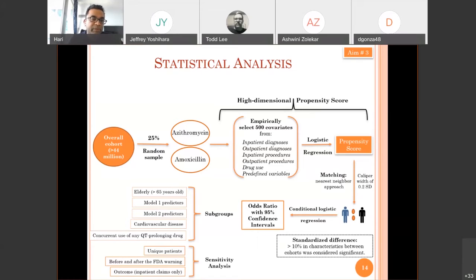And I'll go over what these specific two sets of predictors are when I show you the results, but we included a subgroup of patients who had those predictors. We looked at the overall population who had cardiovascular disease, and then we focused on patients who were using QT prolonging medication concurrently with either azithromycin or amoxicillin.